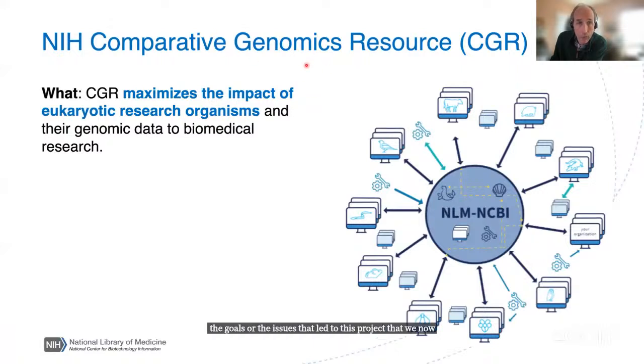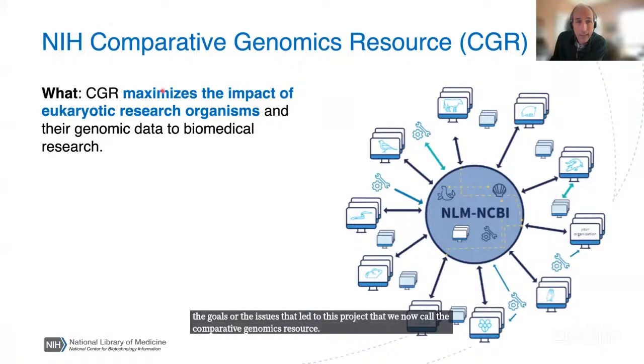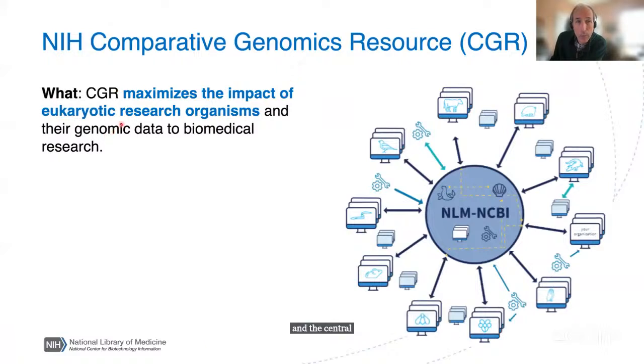And the central tenet here is moving beyond a concept of just model organisms to supporting the full breadth of eukaryote research organisms, going from dozens of organisms to thousands, with a focus on genomic and associated data. There's an eye towards supporting biomedical research, but really, it's the whole gamut of biodiversity studies that are targeted here by CGR.